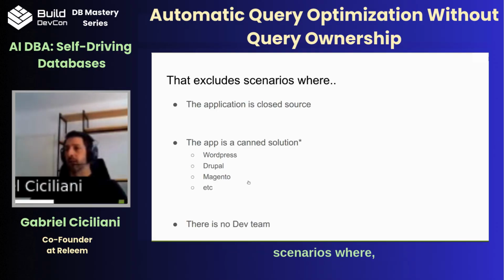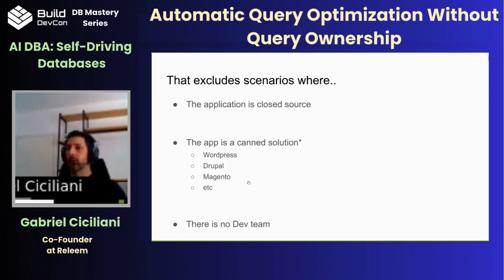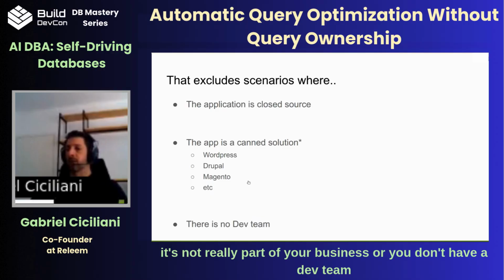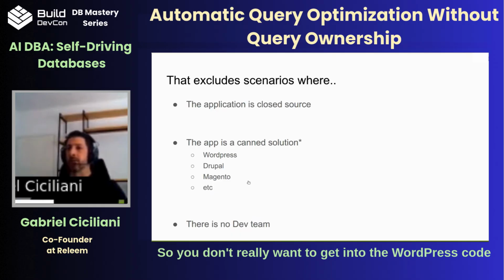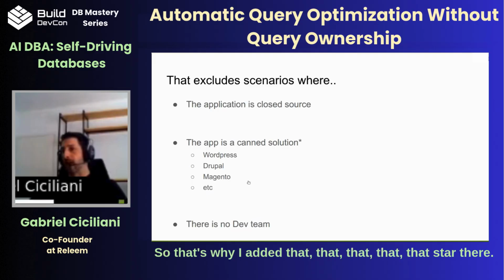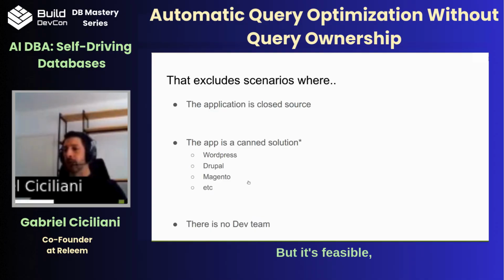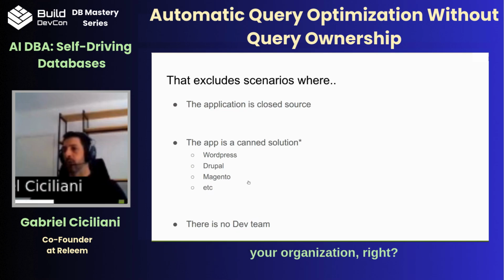That excludes scenarios where, again, the application is closed source, or it's a canned solution, right? So even though the code might be available, it's not really part of your business, or you don't have a dev team to take care of that. So you don't really want to get into the WordPress code and start tweaking the queries. So implementing these recommendations is feasible, and that's why I added that star there. But it's not something you want to do if you don't have someone in charge of the code within your organization, right?